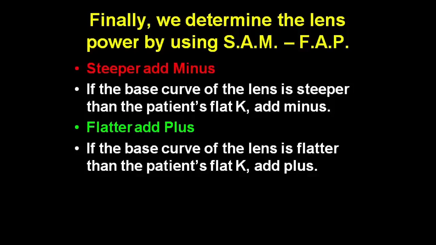SAMFAP basically says if the base curve of the lens is steeper than the patient's flat K, we're going to add minus power, an equal amount of minus power. For every quarter of a diopter we are steeper than flat K, we're going to add a quarter diopter more minus. And we're going to add plus if the lens is flatter. So if the base curve of the lens is flatter than the patient's flat K, we're going to be adding plus. That's the basic SAMFAP rule.